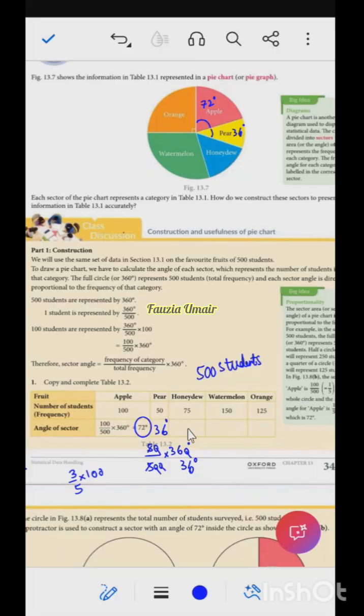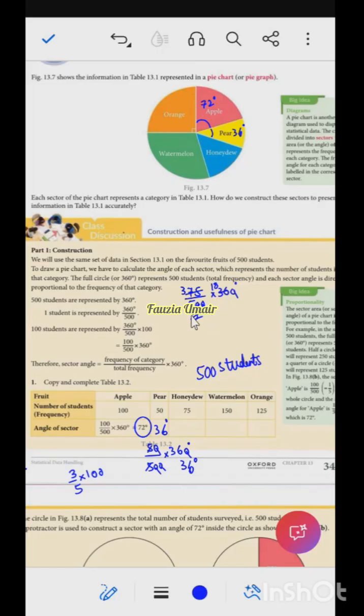So now honeydew. So how many students like honeydew? 75 out of, हम कैसे लिखेंगे? 75 out of 500, multiplied with 360 because pie chart में the total angle is 360 degree. So we can again cancel this 0 with 360 का 0. Then we can say 25 2s are 50, 25 3s are 75, right? And then we can cancel this 2 with 36. So half of 36 is 18, right?